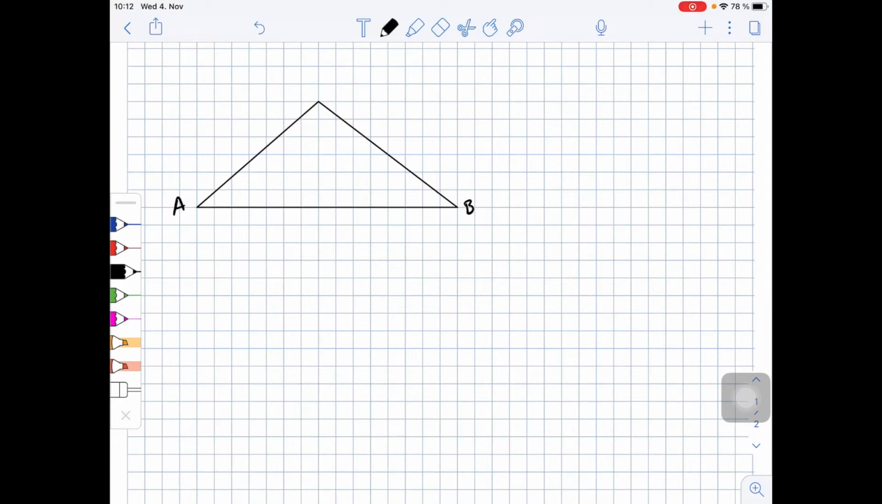Hello everybody, today we are going to learn Sinussatz and Kosinussatz. In English they are called the sine rule and the cosine rule. So it's actually very easy. We have the formulas. Let's look at the triangle first.